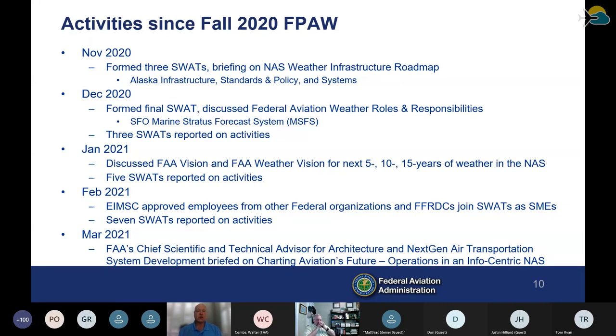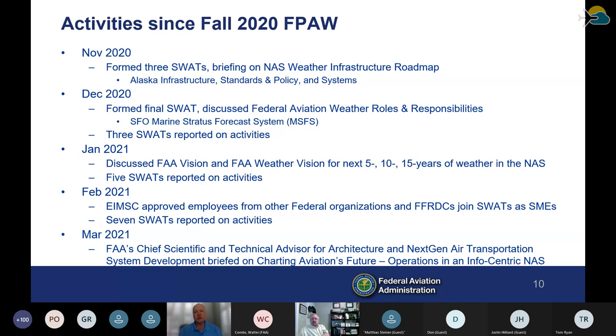And in March, we had a special presentation on NAS 2035. Back in January, we started talking about the idea of 2035, but in March, we were able to get our chief scientific and technical advisor for architecture and next-gen transportation, Steve Bradford, and our portfolio manager for next-gen, Diane Liang, to put together and brief the entire COI on their vision for NAS 2035 for weather. And really, most of what they talked about is an info-centric NAS, which certainly has a lot to do with UAS, ADS-B, and things we've been talking about at FPAW for the past couple of days.